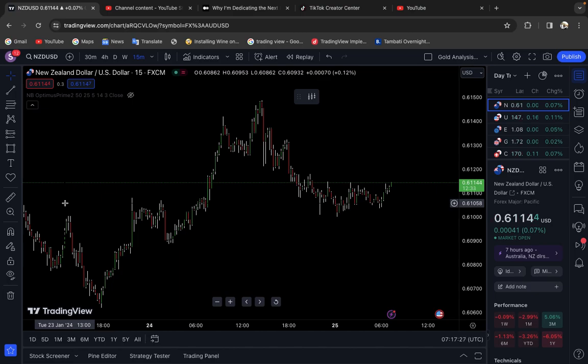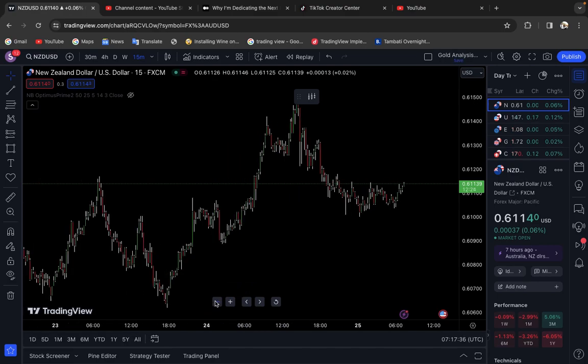Today we're gonna be looking at one of our favorite currency pairs, which is NZD USD, and we're gonna try to find an opportunity to take for the day.